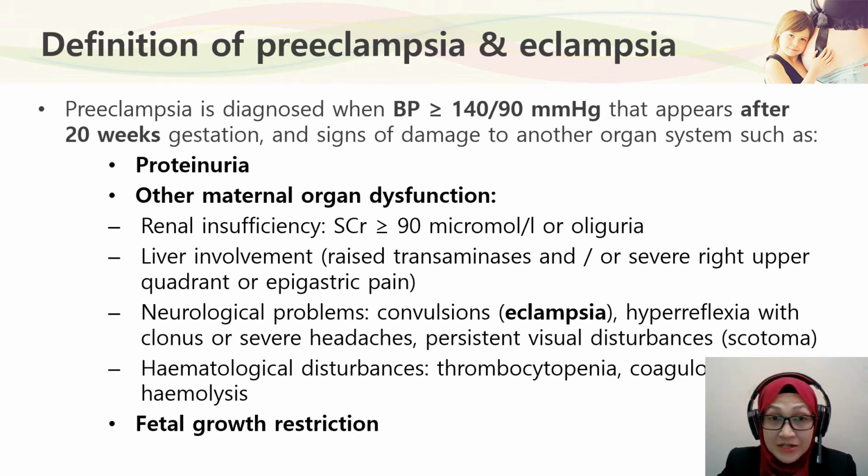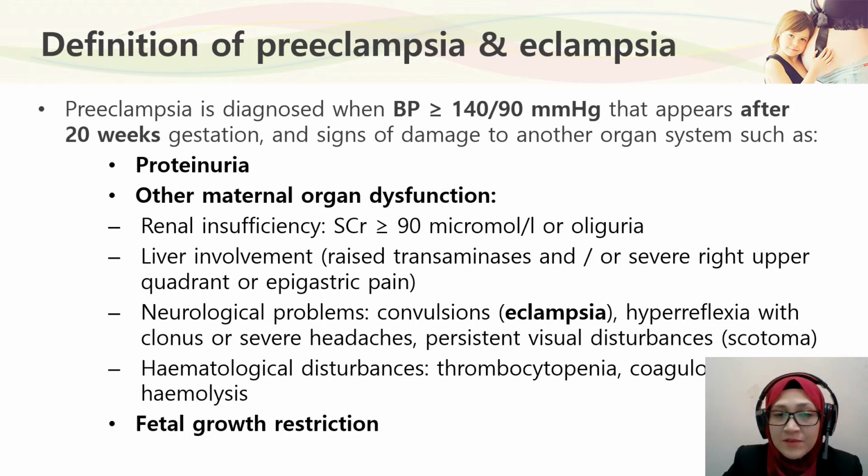For the definition of preeclampsia and eclampsia, it's actually a combination of 3 points. The first is the BP more than 140 over 90 millimeter mercury. The second point is after 20 weeks of gestation. And the third point is the sign of damage to another organ system, for example, proteinuria. Okay, this is the definition of preeclampsia.